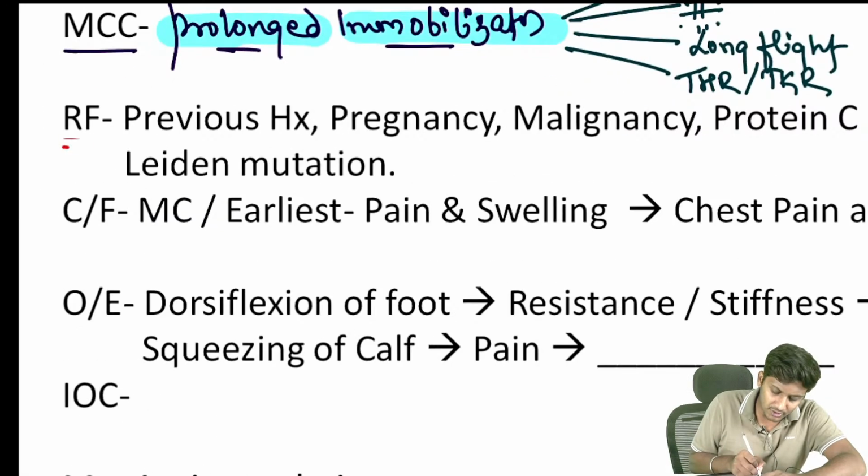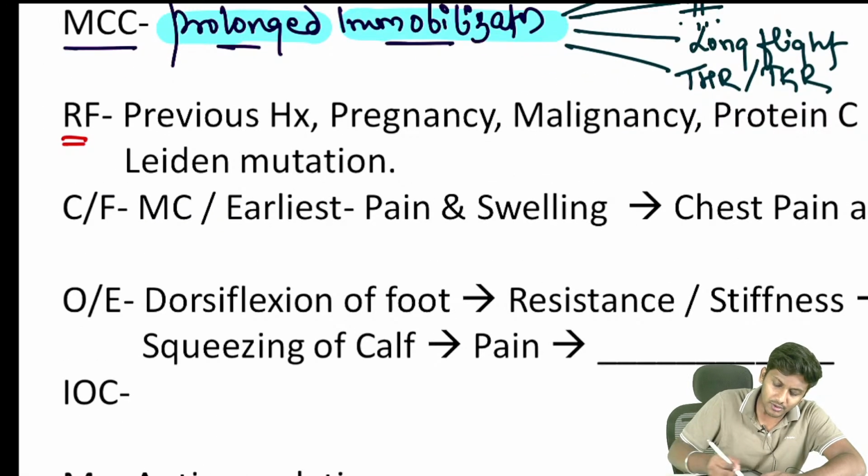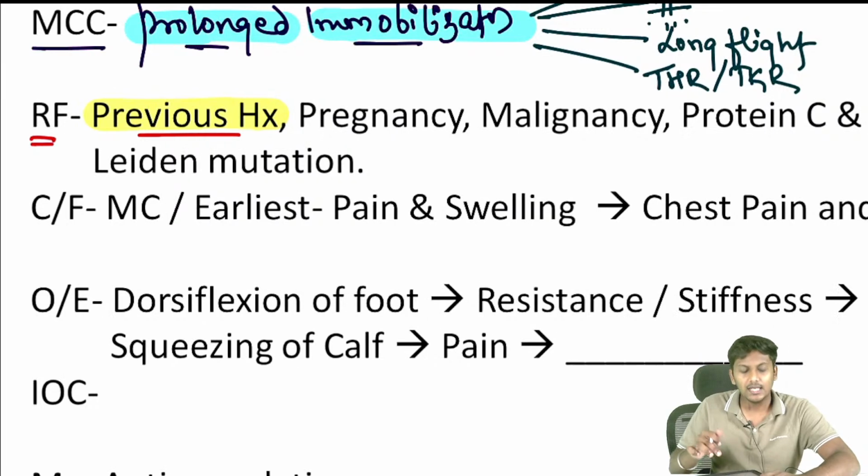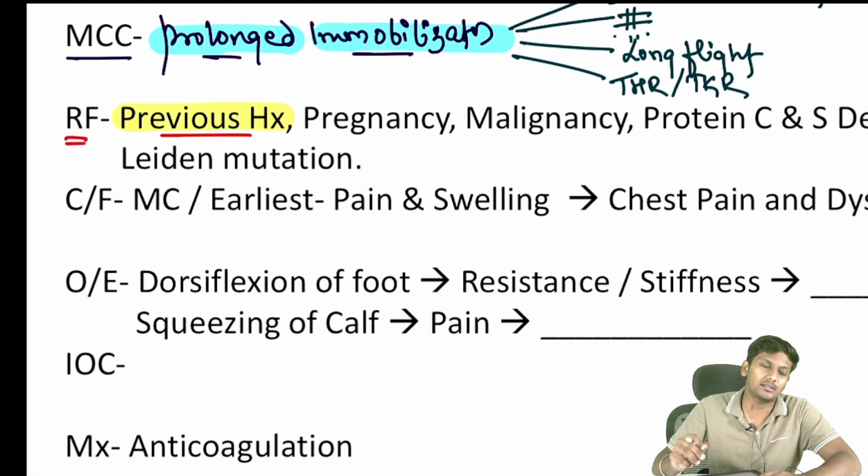So the risk factors which are responsible for DVT, the most important risk factor, this was the previous year question, most important risk factor is what? The most important risk factor is the previous history of DVT. Yes, if the patient has had a previous episode of DVT, that patient will have the highest risk of developing DVT again. So previous history of DVT.